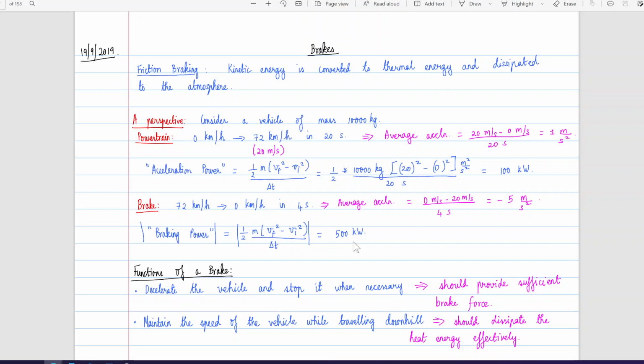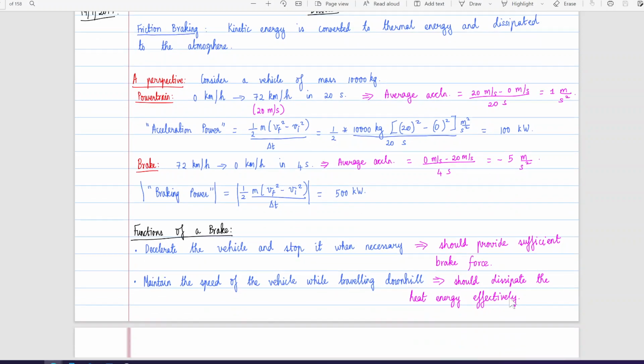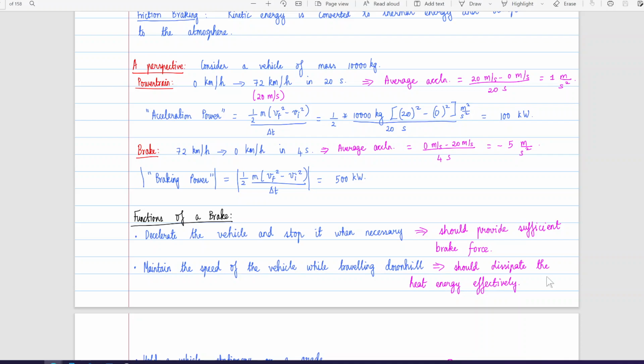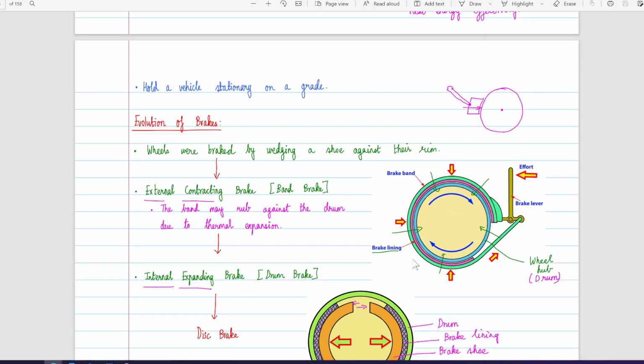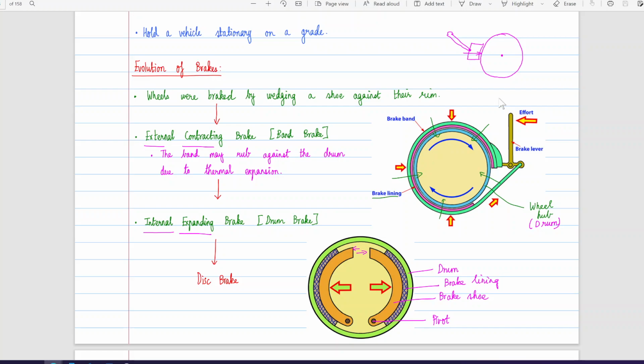So the function of a brake is to decelerate the vehicle and stop it when it is necessary, and that means we should provide sufficient braking force, right? And if we are going downhill, then we would like to dissipate energy in a controlled manner so that we can regulate the speed of the vehicle. So whatever the component of gravity which is coming while going downhill, that should essentially be dissipated. So the force component of W sine theta needs to be dissipated. And finally, we would like to hold the vehicle on a stationary grade. So if we are climbing up and we are required to stop, in such a case, the brakes would be important.